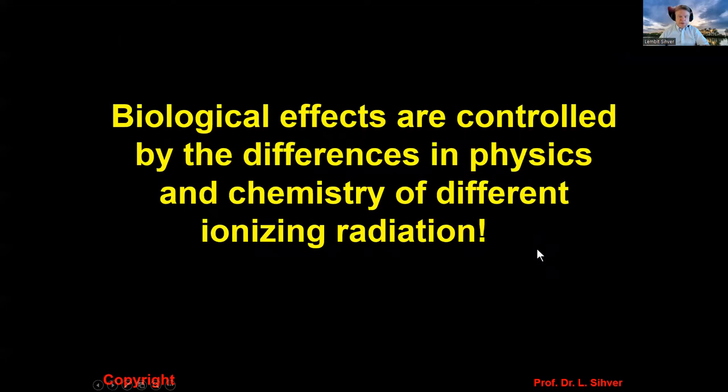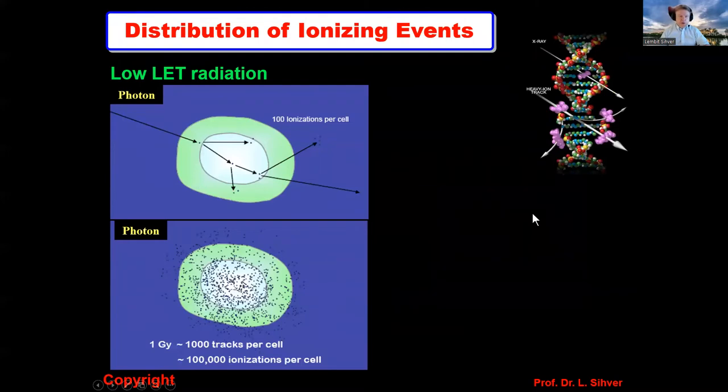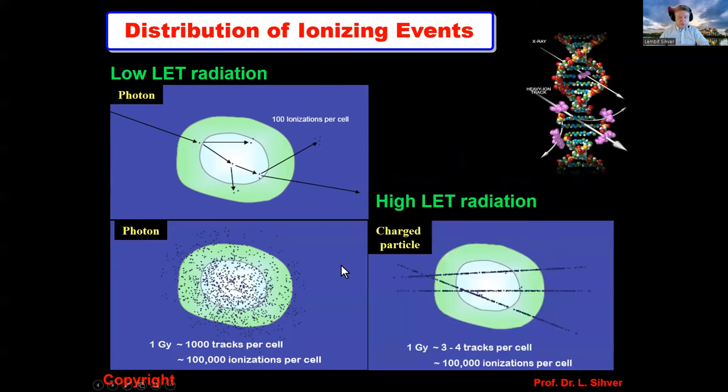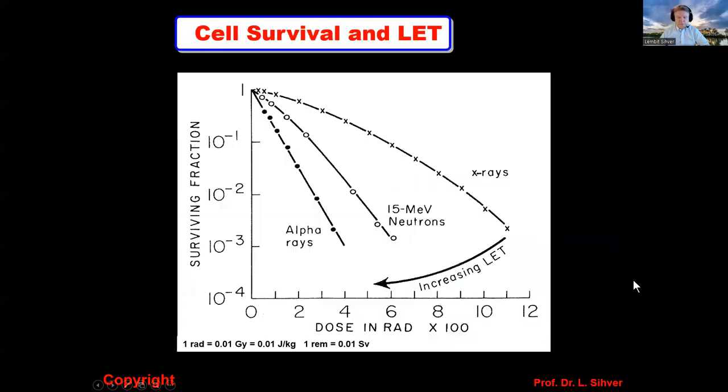Important is also that biological effects are controlled by the differences in physics and chemistry of different ionizing radiation. For example, low LET radiation, such as photons, is uniformly distributed in the cell. In this example of one gray, maybe around 1,000 tracks per cell, around 100,000 ionizations per cell, uniformly distributed. While the charged particle travels along tracks, so for one gray you have 3-4 tracks per cell, the same number of ionizations as photons, but they are concentrated on the tracks. So the ionization density is much, much higher, and this can lead to much more severe DNA damage, to cluster damages, which are difficult to repair and can cause misrepair, mutation, and cancer.